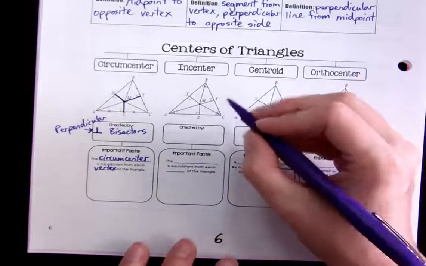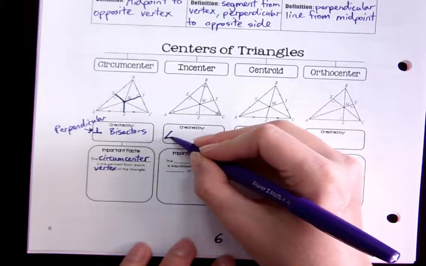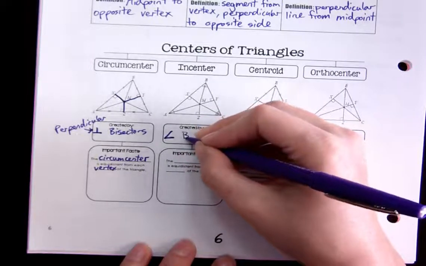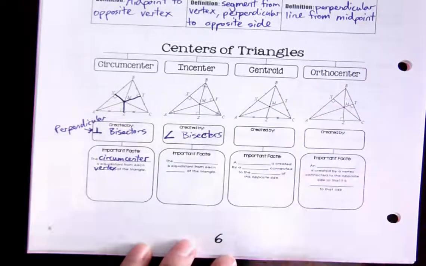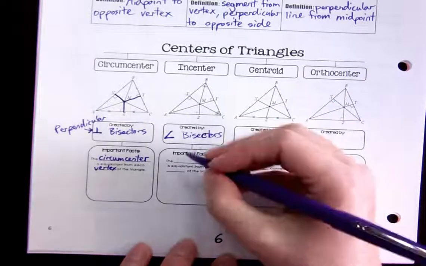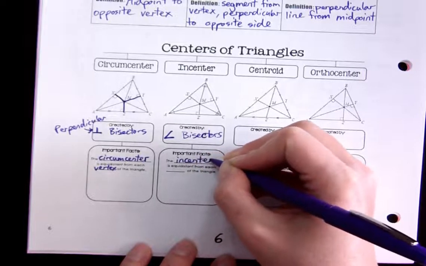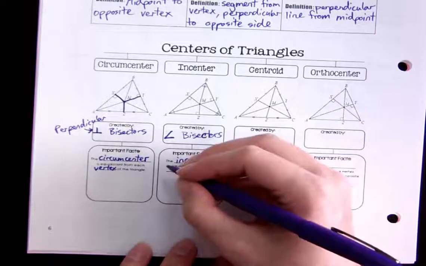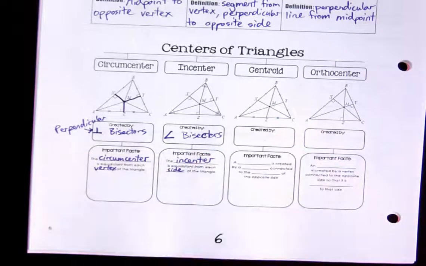All right, our incenter is one that is not going to be on this project, but it's just here as vocab for your reference. But it's created by angle bisectors. And the incenter is equidistant from each side of the triangle. So again, it would be used when they're planning things out. They want to find, like, hey, what's the exact center of these three sides?